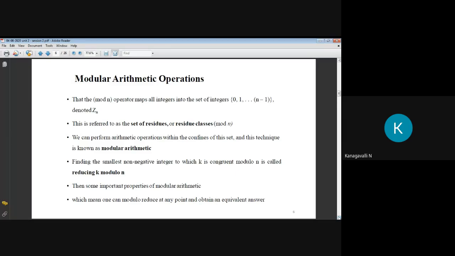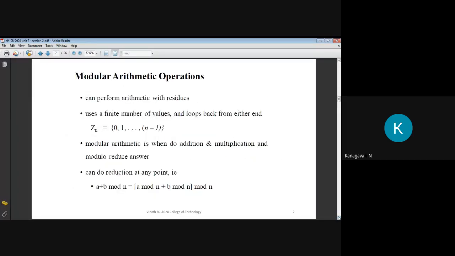You are performing congruence modulo n, which is called reducing k modulo n. All of this is theoretical. Another point is that your input is a set of combinations of n, so it is a finite value. Whenever you want, you can perform addition and multiplication and reduce the answer modulo n based on your question. A reduction at any point, that is (a plus b) mod n, you can rewrite as a mod n plus b mod n. Then the whole result is once again taken mod n, because it is a reduction. See the meaning of reduction: you can take mod n repeated times.